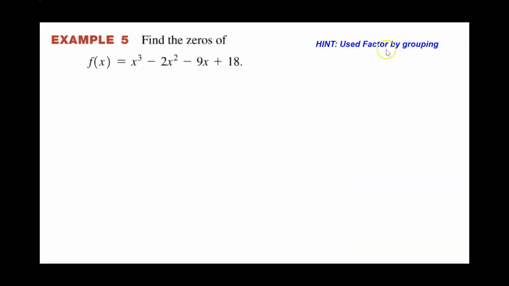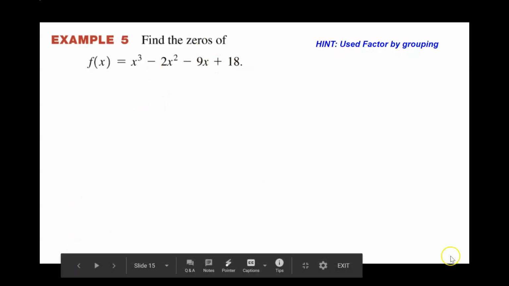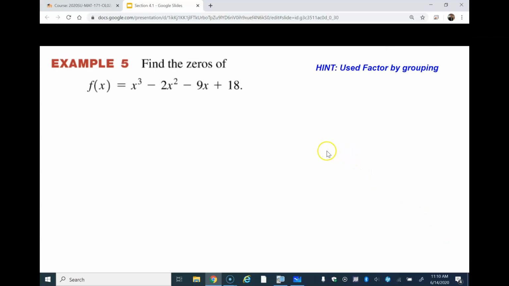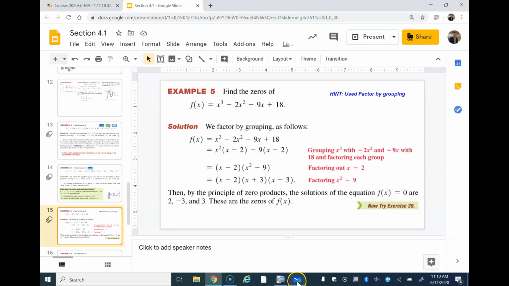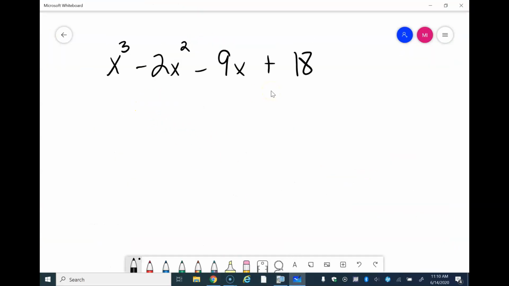All right, so here is where we're going to be doing factor by grouping. So let me take you through an example of how to factor by grouping. So here's the function. The first thing we want to do is group the first 2 terms together. So let me group these together. There we go. And then I'm going to group the second two together, like so.